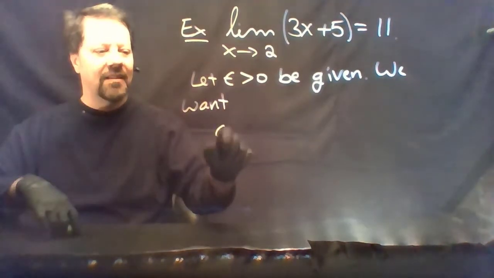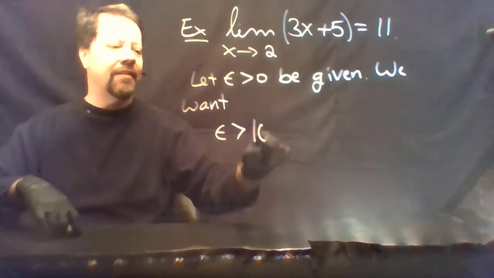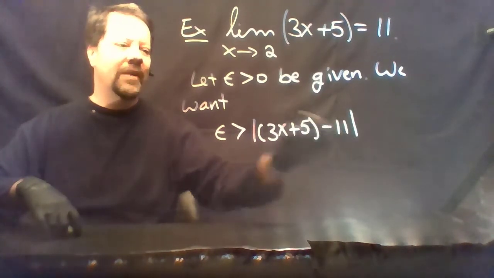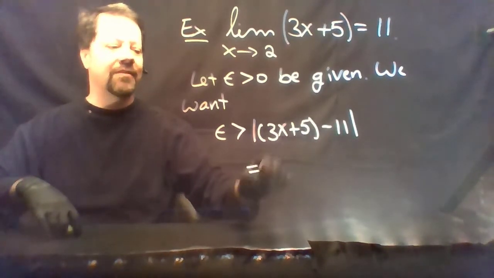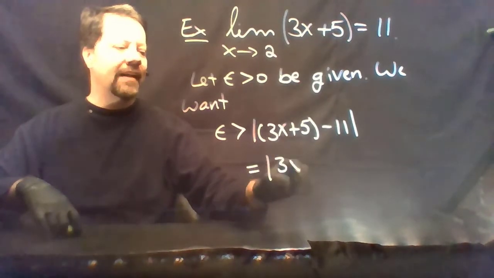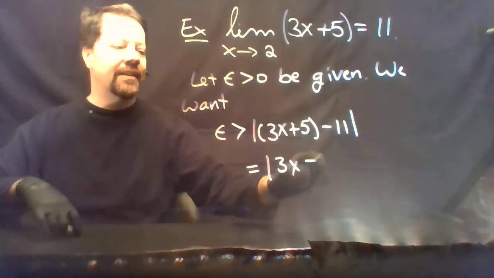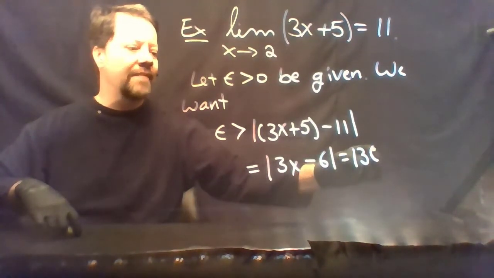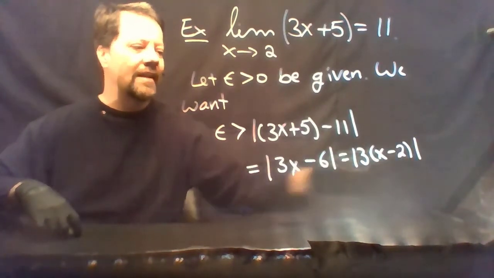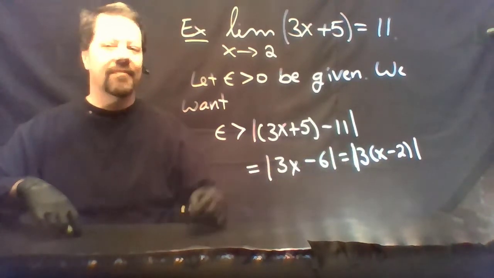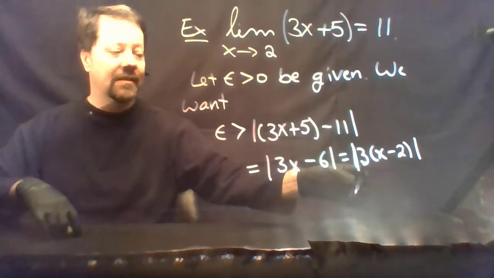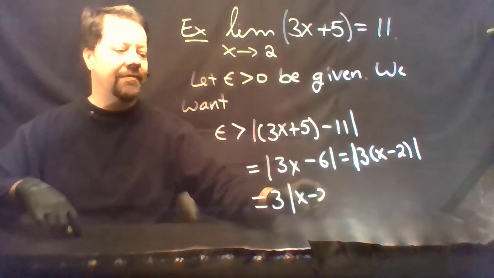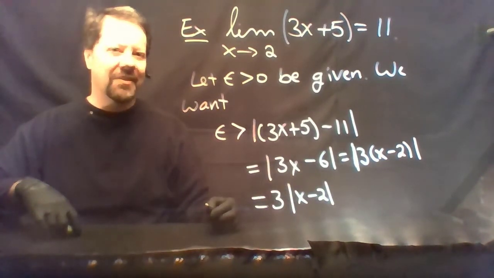We want our epsilon to be greater than the absolute value of 3x plus 5 minus 11, but we can simplify what is inside of the absolute value. 3x plus 5 minus 11 is 3x minus 6. And we can rewrite this as 3 times x minus 2 inside of the absolute value. The 3 can come out of the absolute value. Positive factors can come out of absolute values.